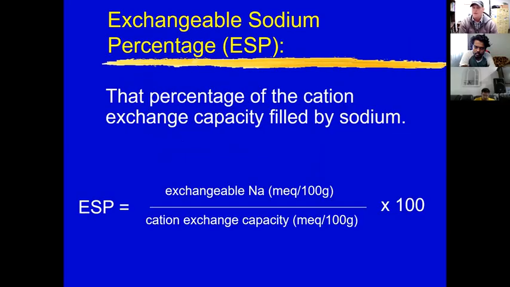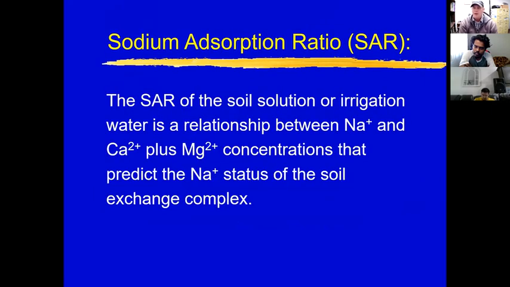You guys remember this calculation? You did this on your base saturation calculators. Just the exchangeable sodium divided by the CEC, okay? This is what we call ESP, and is one of the ways that we measure sodicity. The other way that we measure sodicity is called SAR, so sodium adsorption ratio.